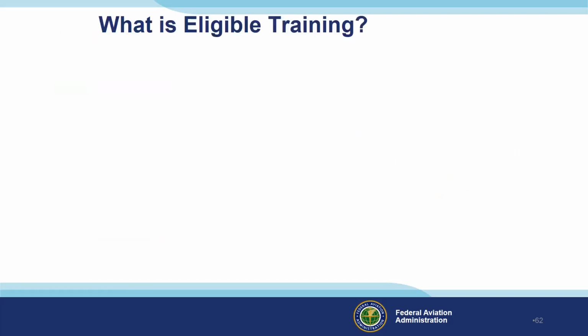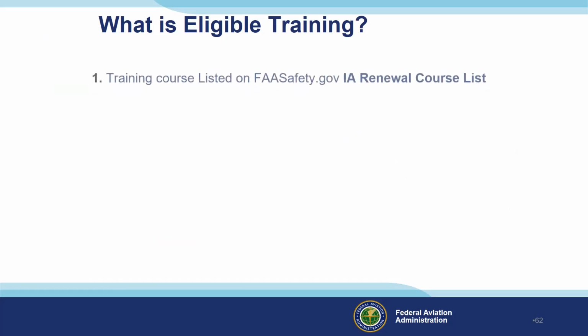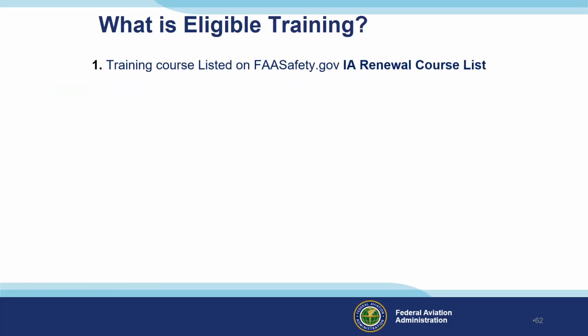So what is eligible training? Well, here's the list. If you go to the FASTEAM website, which is FAAsafety.gov, under the mechanics tab, there's, I think it's called the maintenance hangar tab. There's an IA renewal course list.